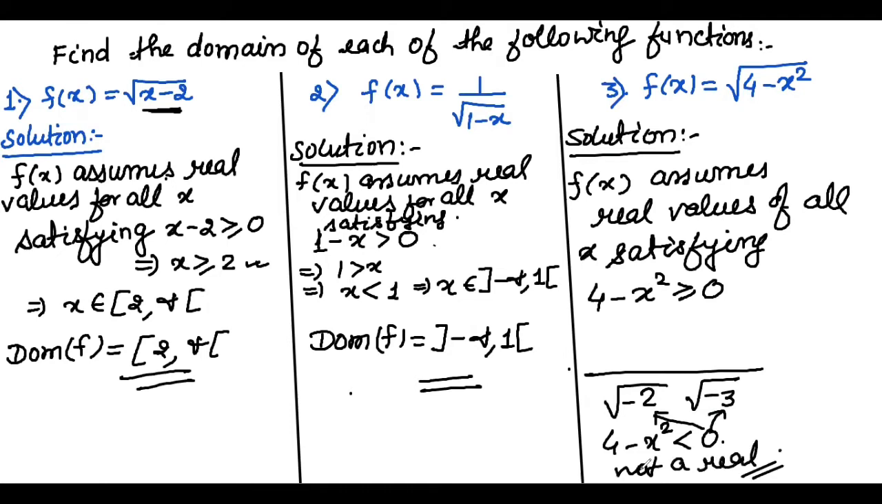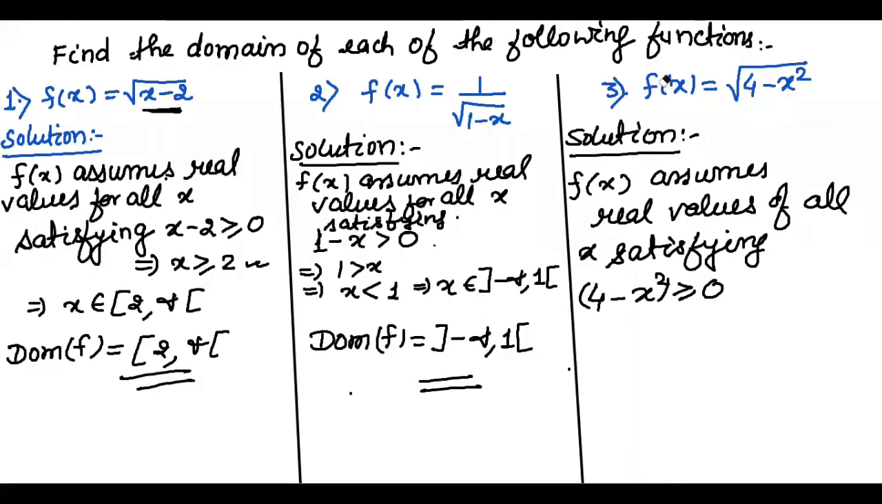So because of that, we have to take 4 minus x square greater than or equals to 0. And when we are taking 4 minus x square greater than or equals to 0, then 4 greater than or equals to x square. So here we can get x less than or equals to plus minus 2. So here we can write minus of x square minus 4 greater than or equals to 0, and this is x square minus 4 less than or equals to 0.